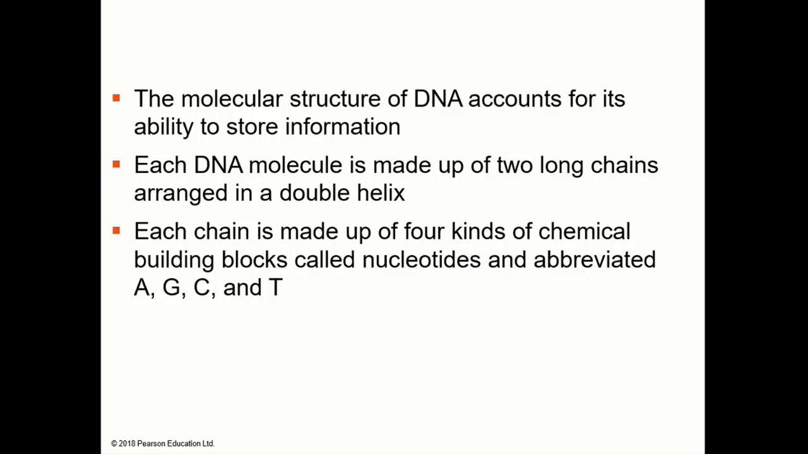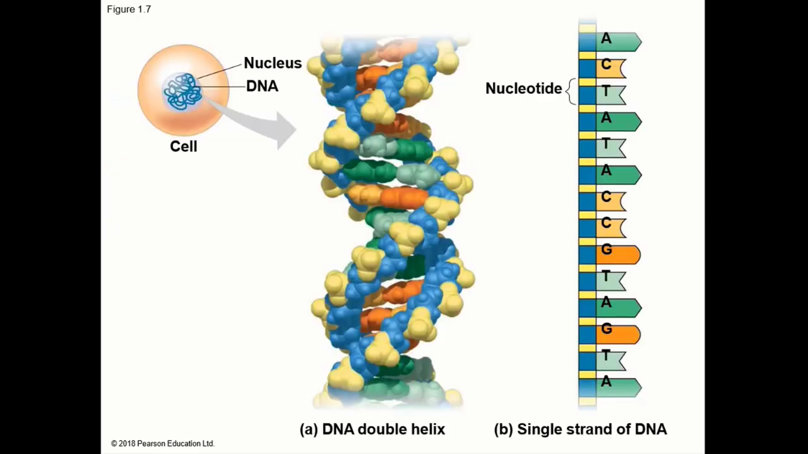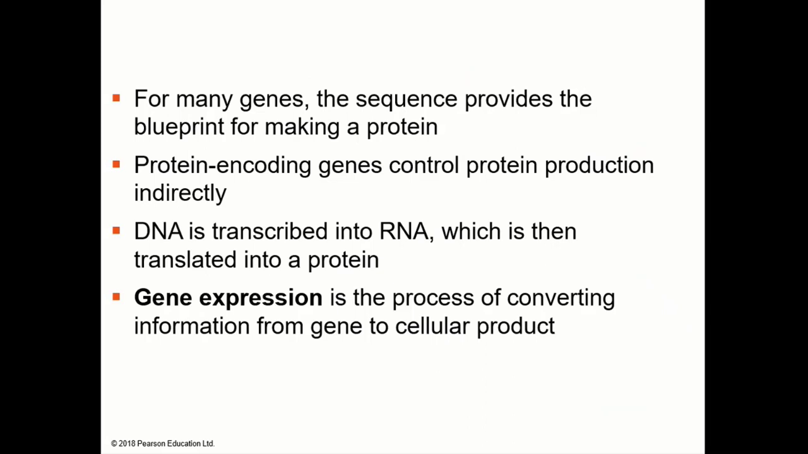So these are paired, and you're going to find in the next slide which ones are paired with which. And there are cells and nucleus of the DNA, which is a double helix structure. And this one is the single helix structure, which contains these pairs of nucleotides. So for many genes, the sequence provides the blueprint for making a protein.